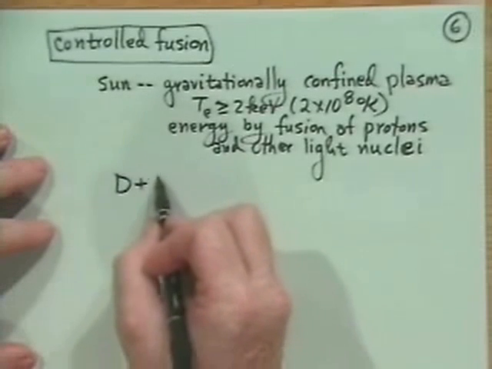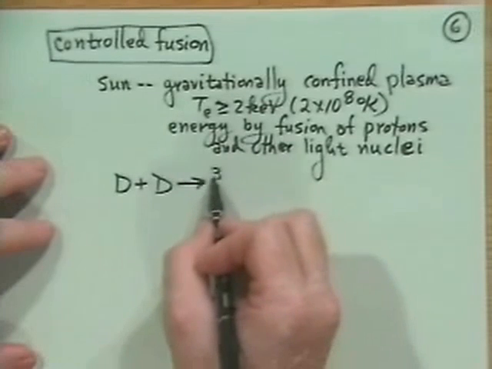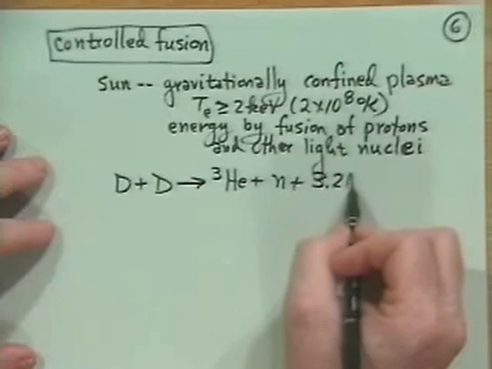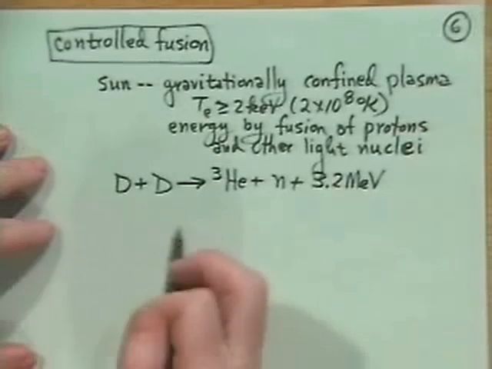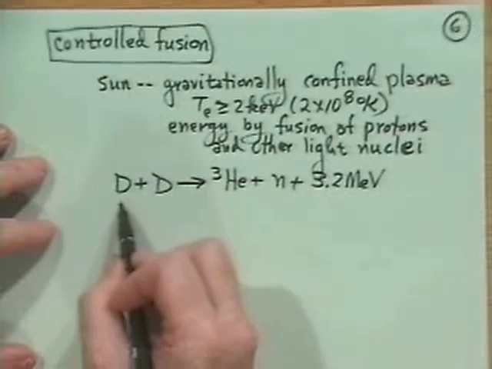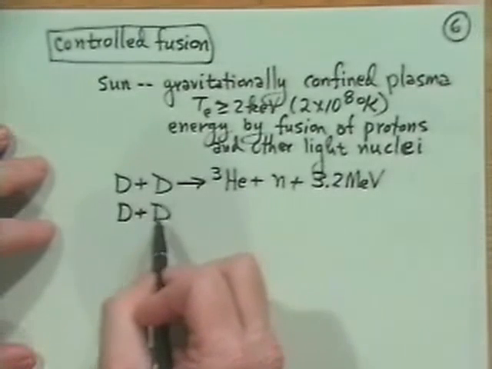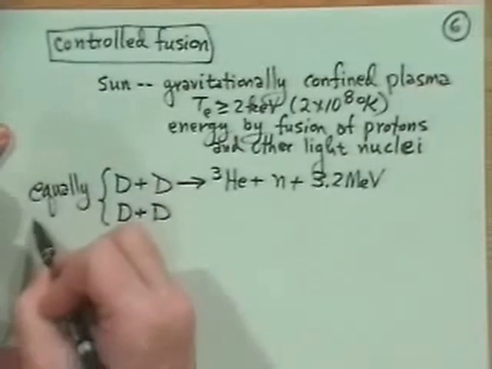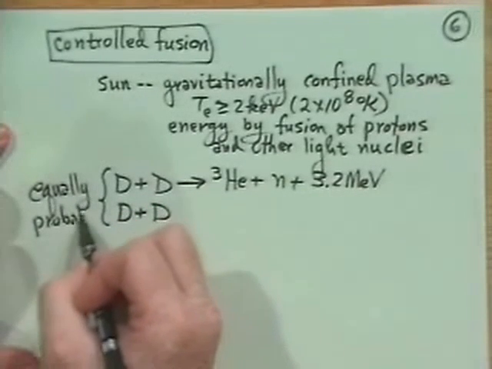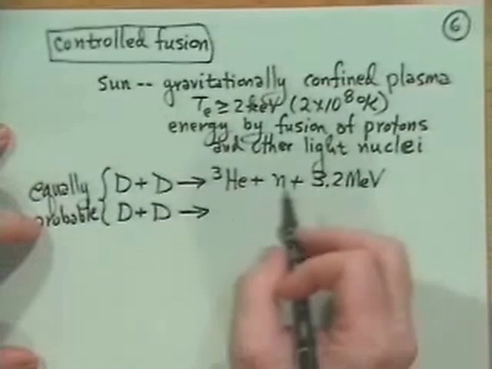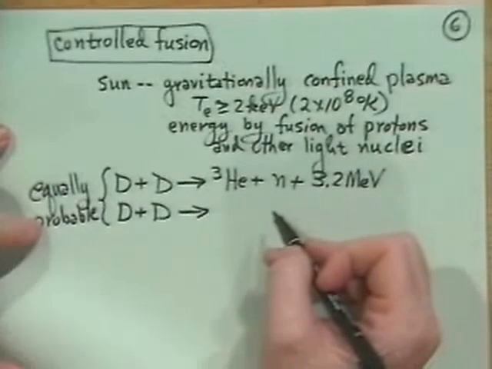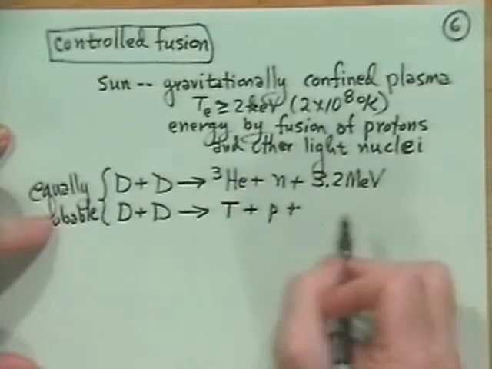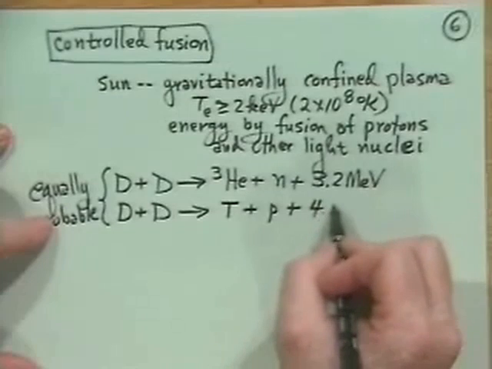So we have deuterium plus deuterium goes to helium-3 plus a neutron plus 3.2 MeV. And then equally probable, it turns out, is another DD reaction. So these are equally probable. Another DD reaction, which goes to a triton plus a proton plus 4 MeV.